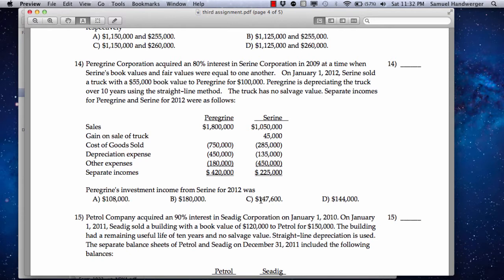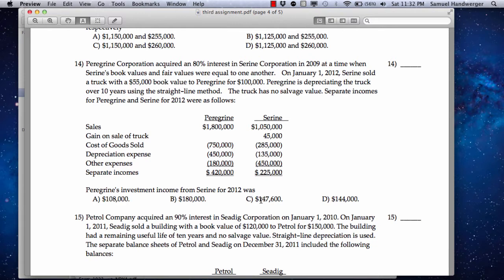Let's see, we've got 80% interest. We've got an upstream sale to the parent, depreciating the truck over 10 years using straight line. And the question's asking for the investment income from the subsidiary to the parent, which is the same thing as the parent's net equity addition for the equity method of accounting to its investment. That's what it's basically asking for, the investment income from its subsidiary.